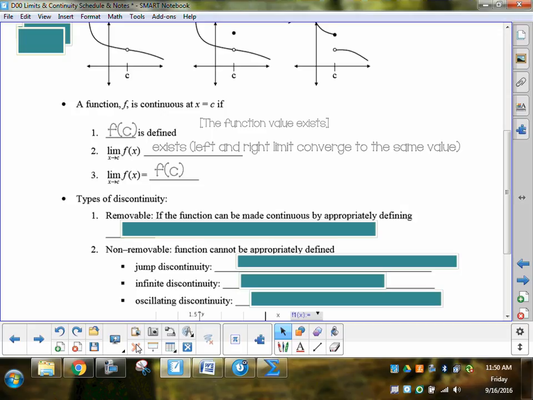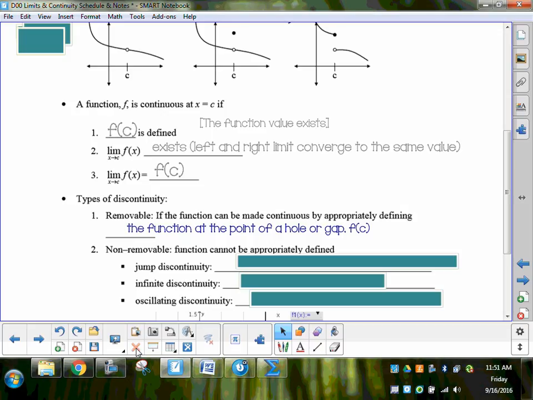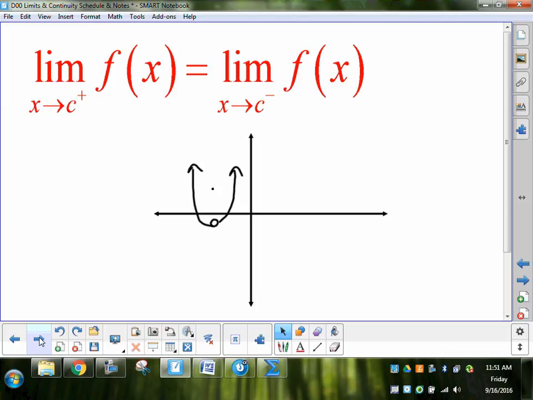There's different types of discontinuity. The first type is removable, and a removable one is if there is a hole in the graph, which we can plug in and close off.